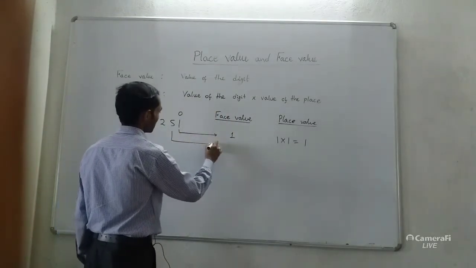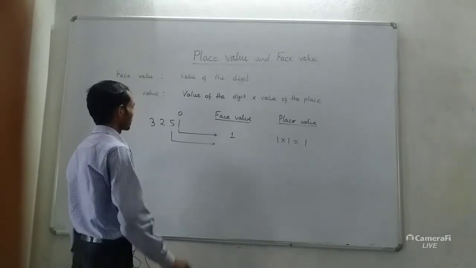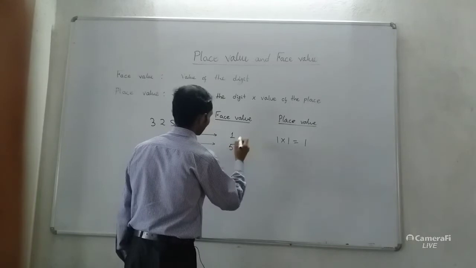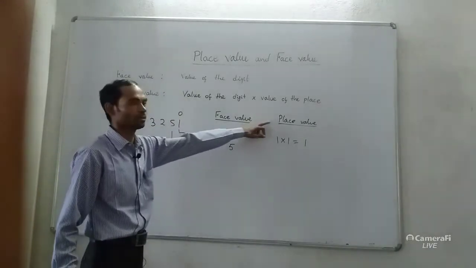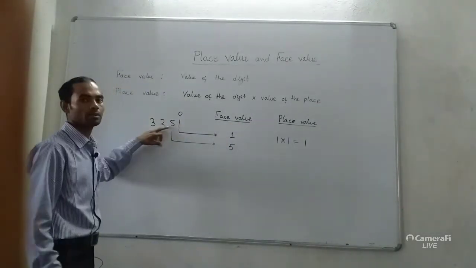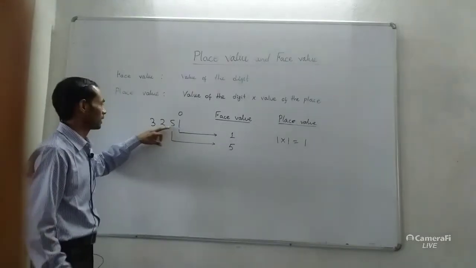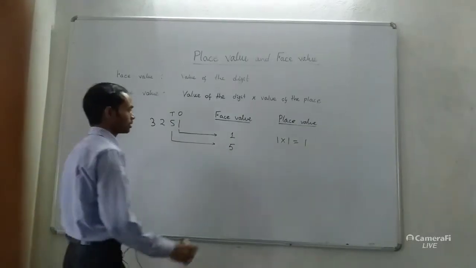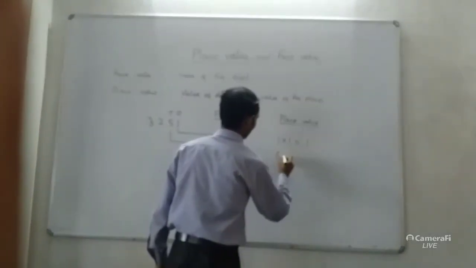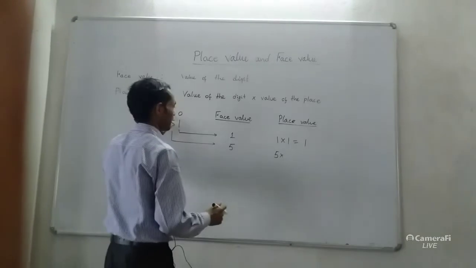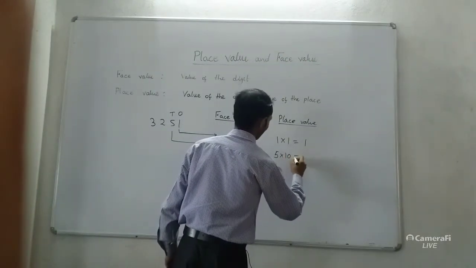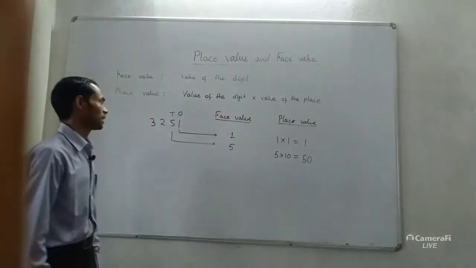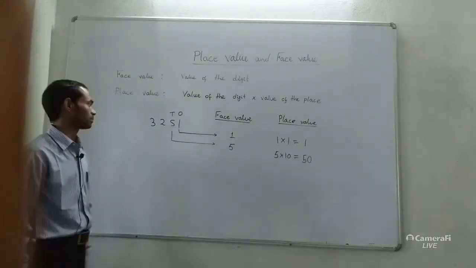Next, face value of 5. Face value is the digit itself, that is 5, and for place value, first we will check the place of 5. It is at the 10's place. So the digit 5 into the value of the place, 10. So, 5 into 10 is 50. So the place value of 5 becomes 50.